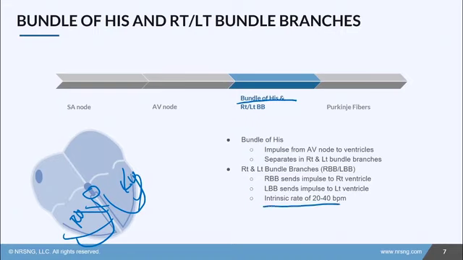So what that means is if the SA node decides, nah, I'm done, the AV node says, nah, I'm not doing it either. Well, the right and left bundle branches say, you know what? I'm not ready to die. Let's make a heartbeat. So it starts sending an electrical impulse so that the heart can still somehow beat at a rate of 20 to 40 beats per minute. If you think about it, that's not a lot. This is temporary. This is just going to maintain that person halfway alive until an intervention is done.